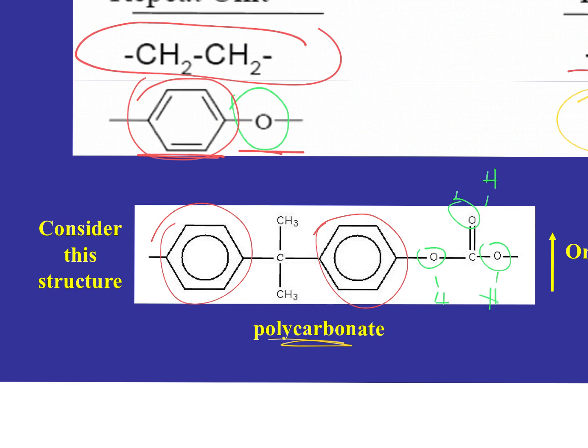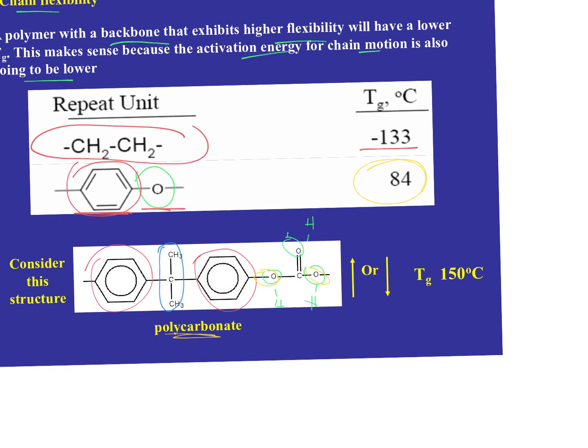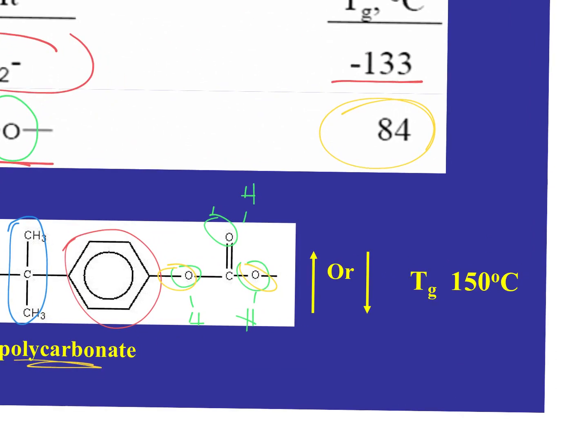But of course, we also have the fact that these are going to allow that chain to spin. And with polycarbonate, I don't want to leave out the fact that we have these CH3s here. They're not very large, but they're certainly larger than hydrogens. So these are going to cause some interference as well. So it's obviously a mismatch of things that drives this glass transition up to 150 degrees Celsius, which says that polycarbonate should be a relatively rigid plastic.